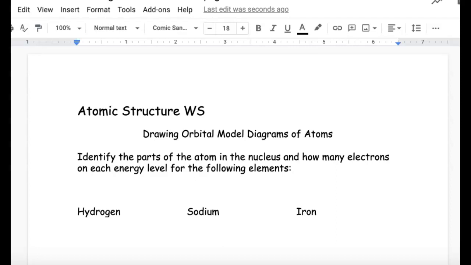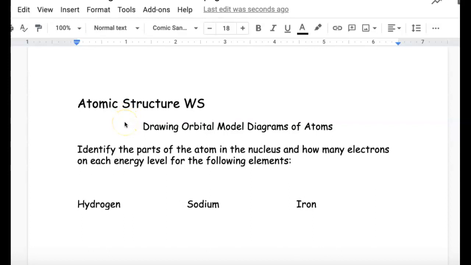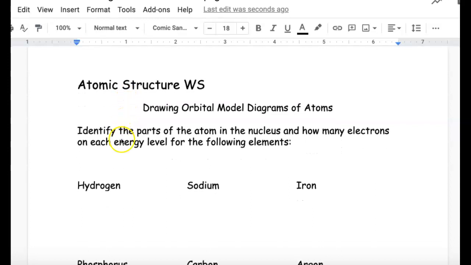Okay, this is the last part of the atomic structure assignment. Normally, I would have you draw on paper the orbital diagram, what we call the Bohr model. In the nucleus, you show the number of protons and the number of neutrons, and you put the symbol. Outside of the nucleus, you would draw every single energy level and then put dots for the number of electrons on each energy level. But because we're doing this on the computer, instead what I'm going to have you do is tell me, just basically type out what everything's going to be.